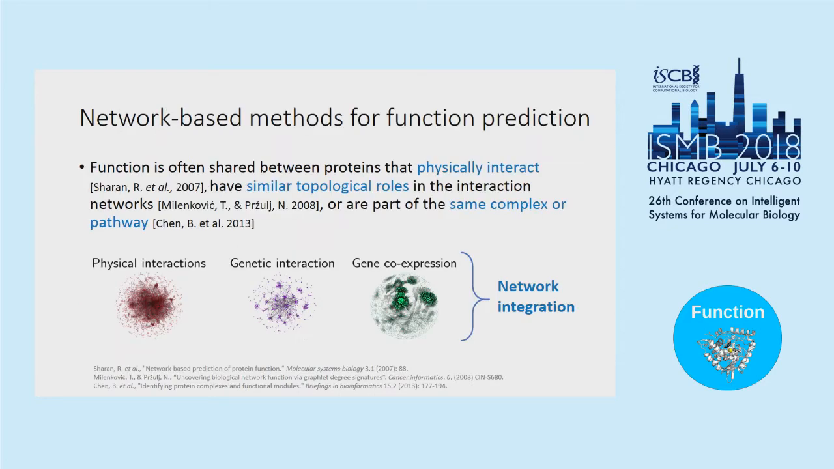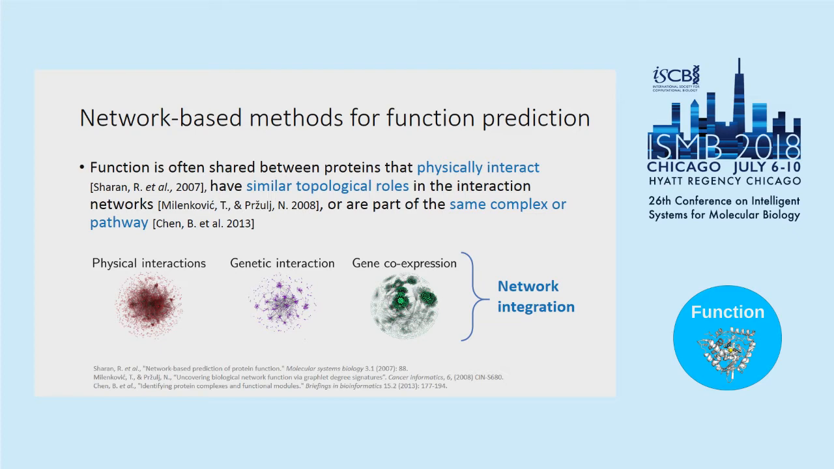So the major assumption that we make when building network-based methods is that function is often shared between proteins that physically interact, or that have similar topological roles in interaction networks, or that are part of the same complex or a pathway. So therefore, we could say that networks are a very good source of information for inferring function.